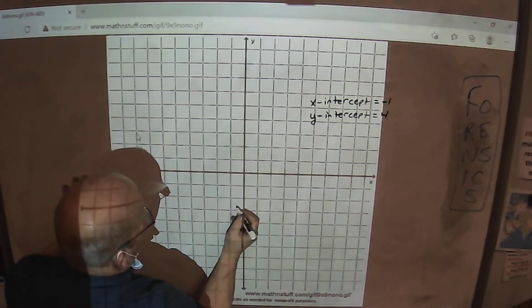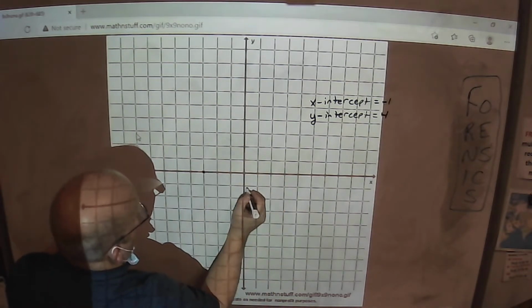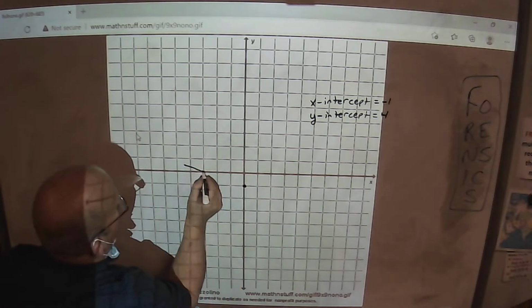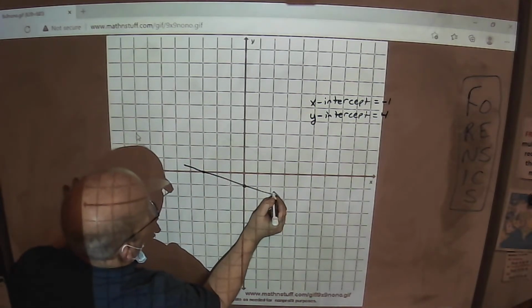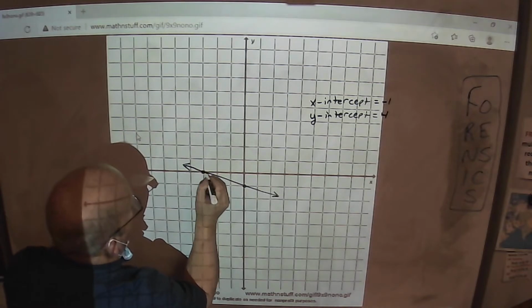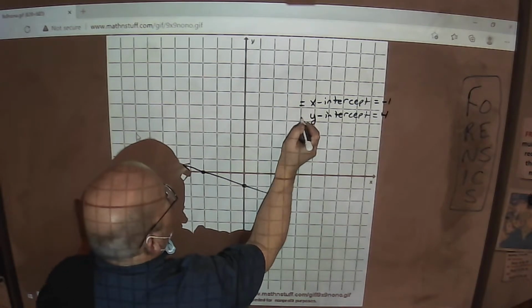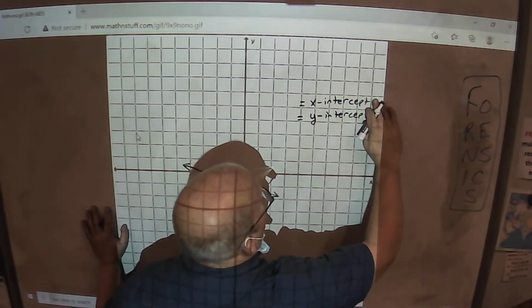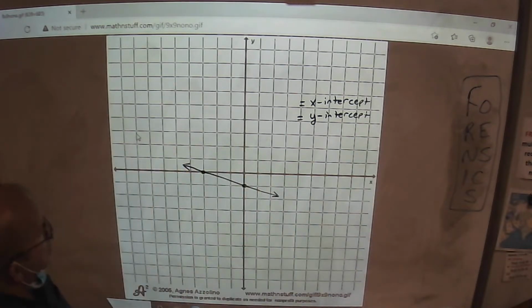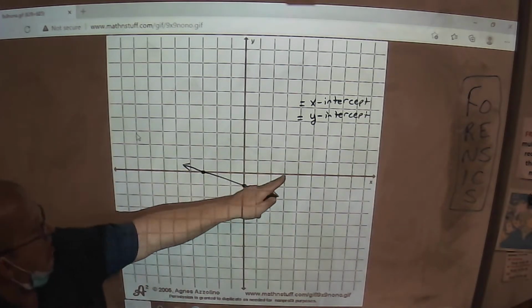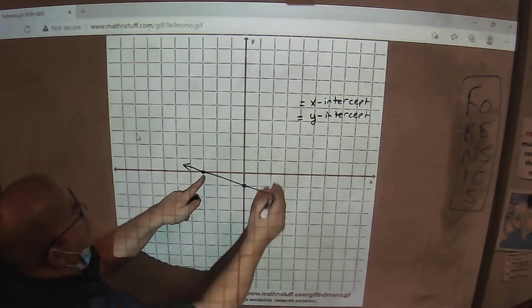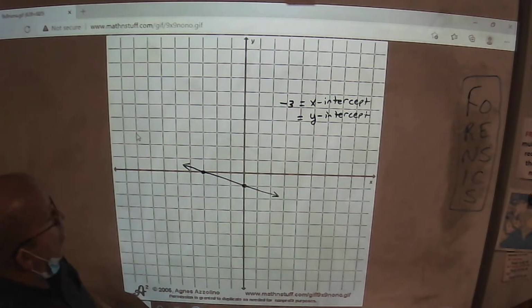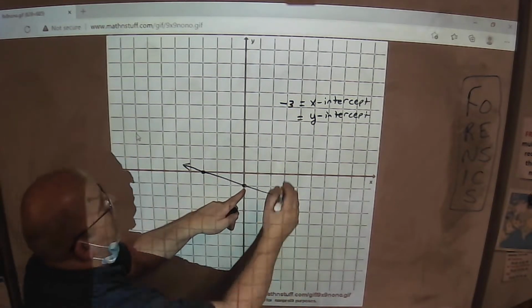What if I drew a line through this dot and this dot? And I said to you, what is the x-intercept in this case? And what is the y-intercept in this case? Well, it crosses the x line at -3, and it crosses the y line at -1.